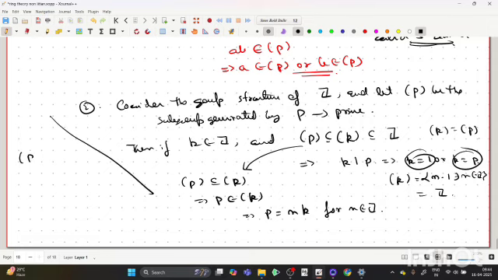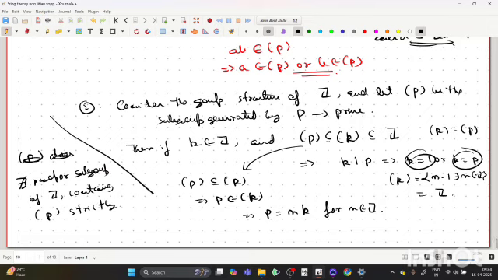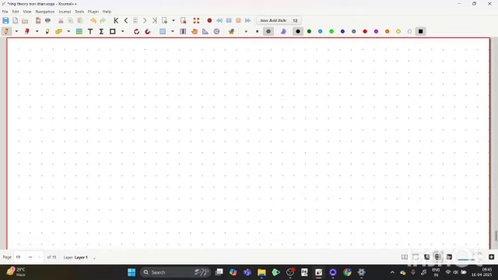That is, there does not exist a proper subgroup of Z containing the subgroup generated by a prime element strictly. Such subgroups are called maximal subgroups. Okay. Now let us get into our discussion. So, definition.